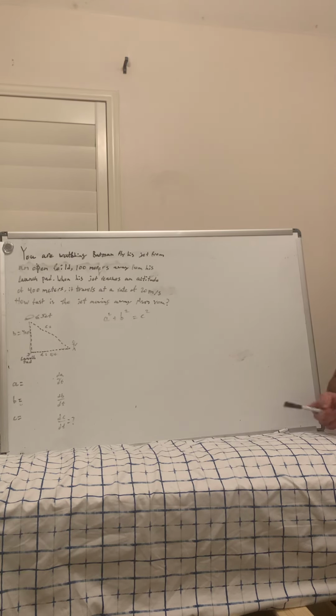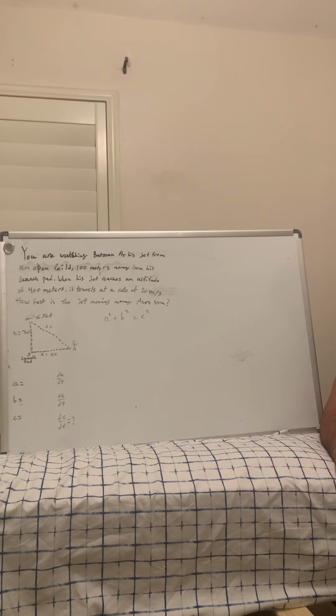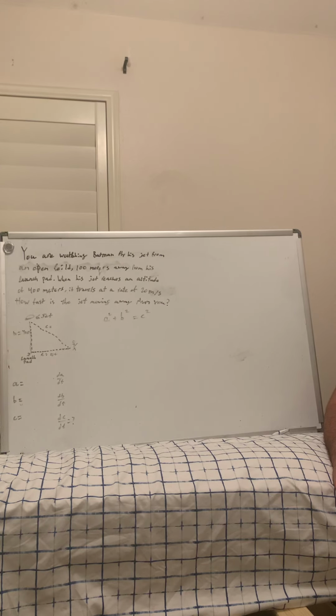So here it is. The problem is you are watching Batman fly his jet from an open field 100 meters away from his launch pad. When his jet reaches an altitude of 400 meters, it travels at a rate of 20 meters per second. How fast is the jet moving away from you?